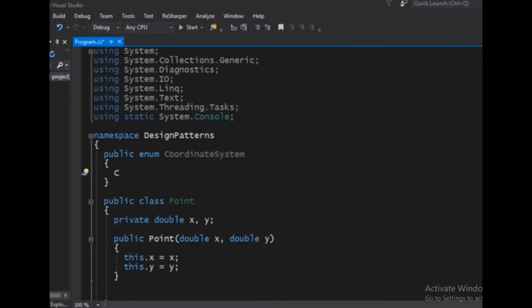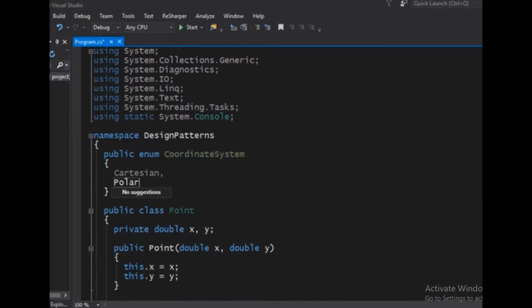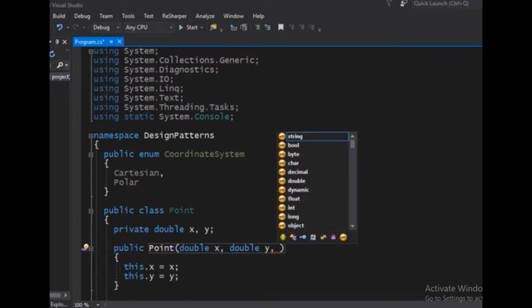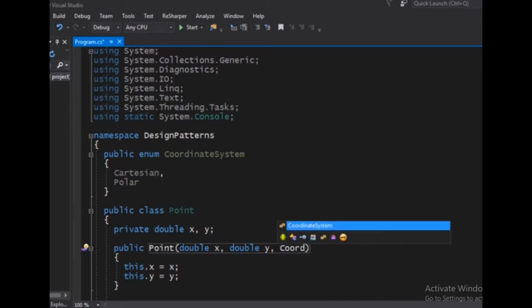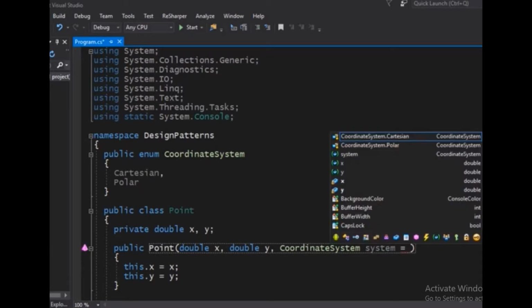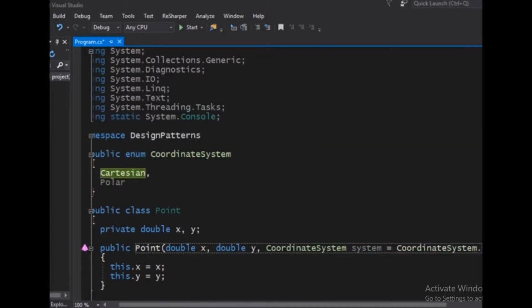So, for example, you can say, let's have an enum called coordinate system. And you have Cartesian, and then you have polar. So what you end up doing then is you end up adding an additional argument to the constructor, which specifies the coordinate system. And you may as well give it a default value of some kind. So we may say that it's Cartesian by default unless somebody wants to have it in polar.